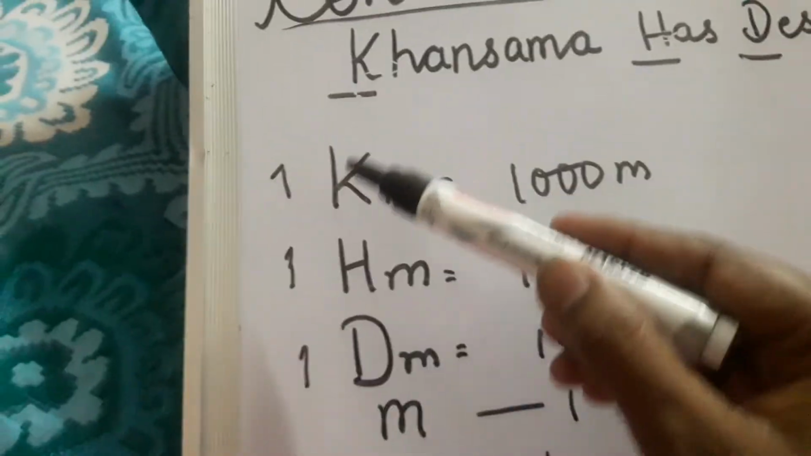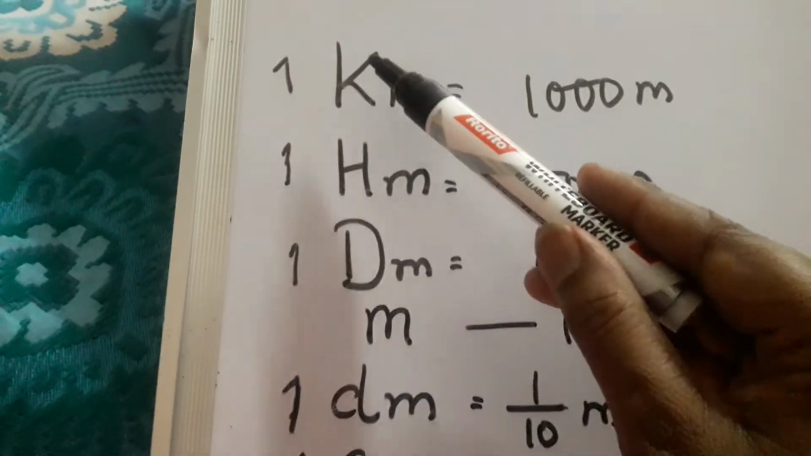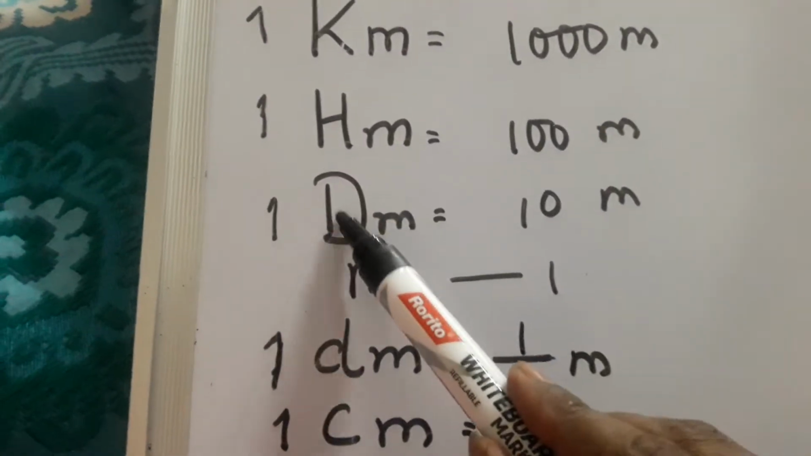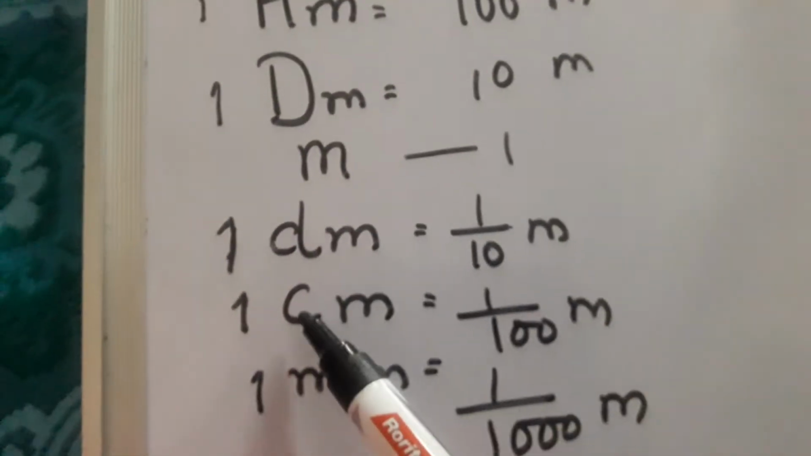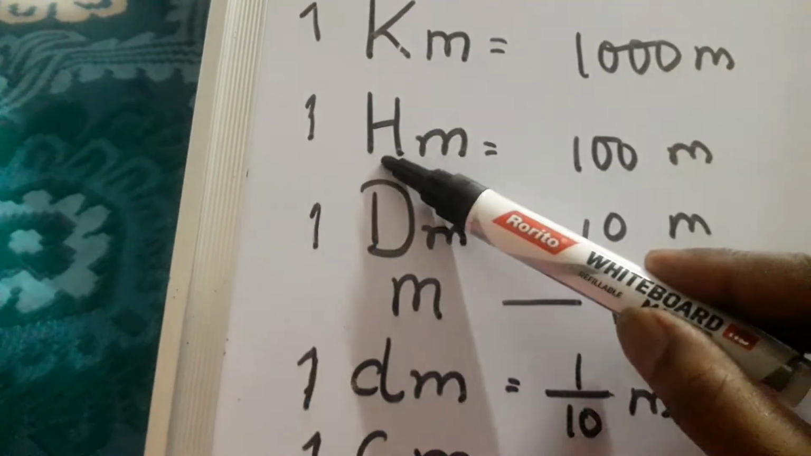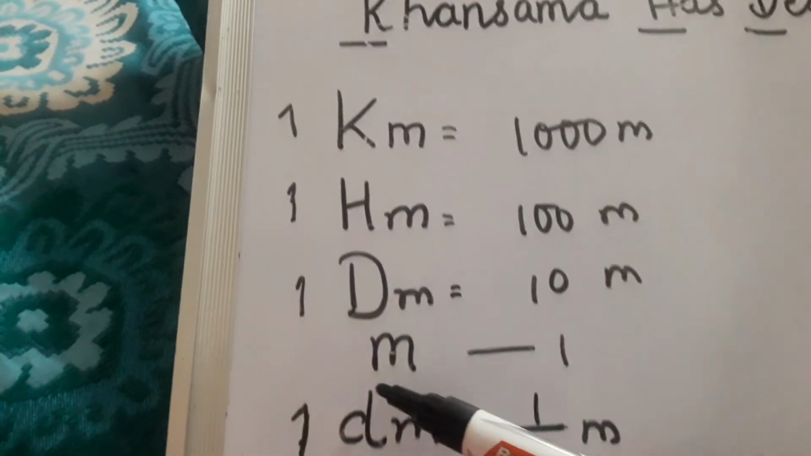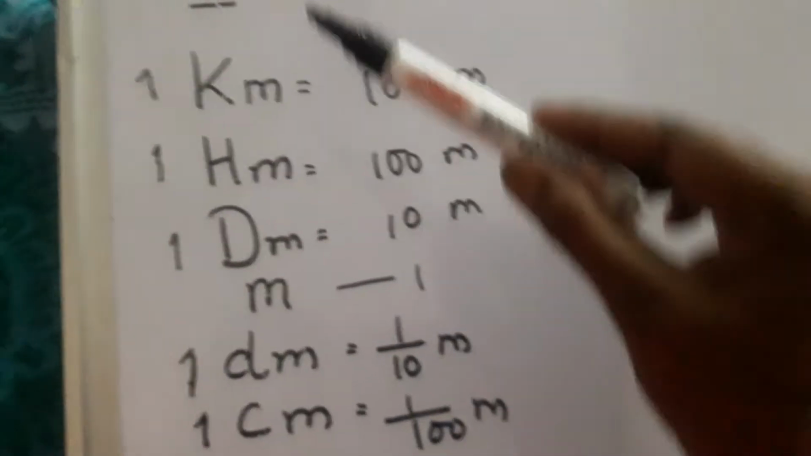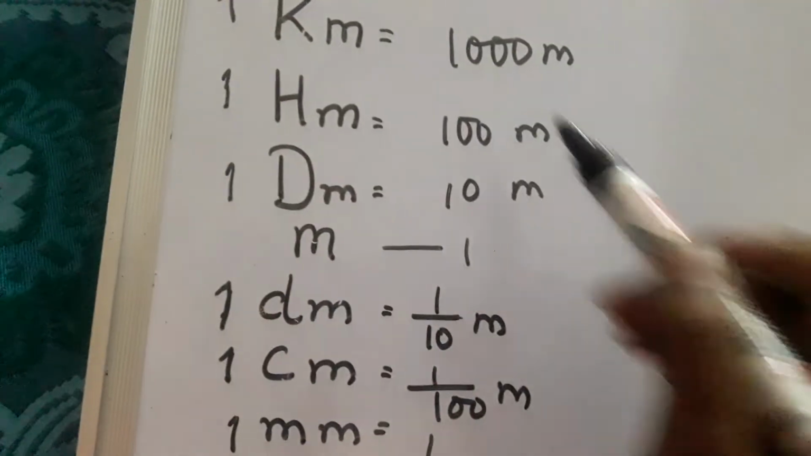We will take K. Khansama has deserted me during cold month. K for kilometer, H for hectometer, capital D is for decameter, this is meter, decimeter, centimeter and millimeter. Understood, children? K, H, D, M, D, C, M. Khansama has deserted me during cold month. Understood the sequence? If the sequence is known to you, then it is very easy.